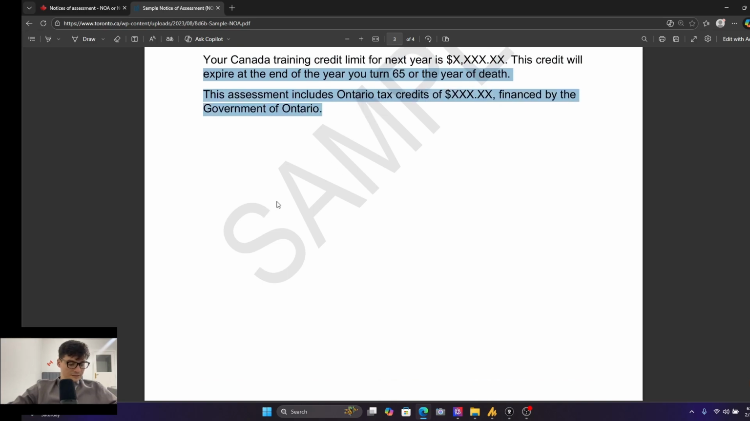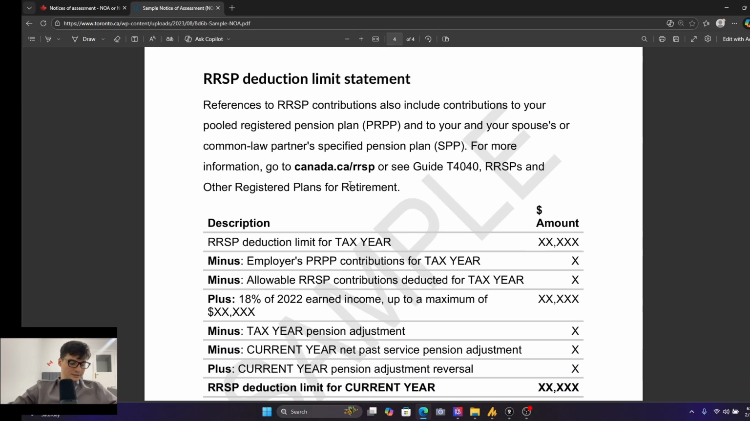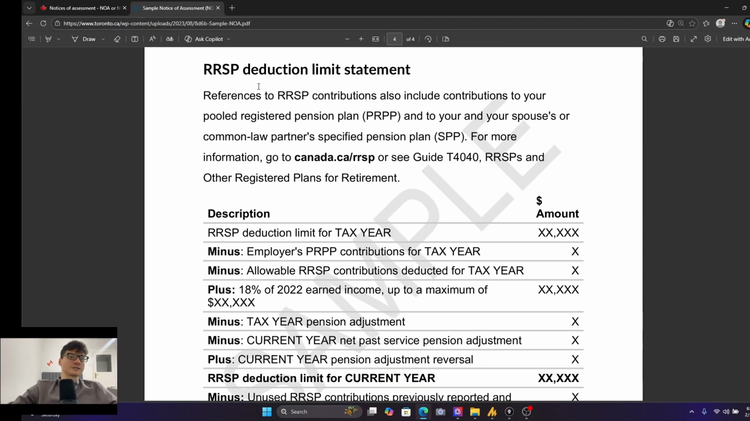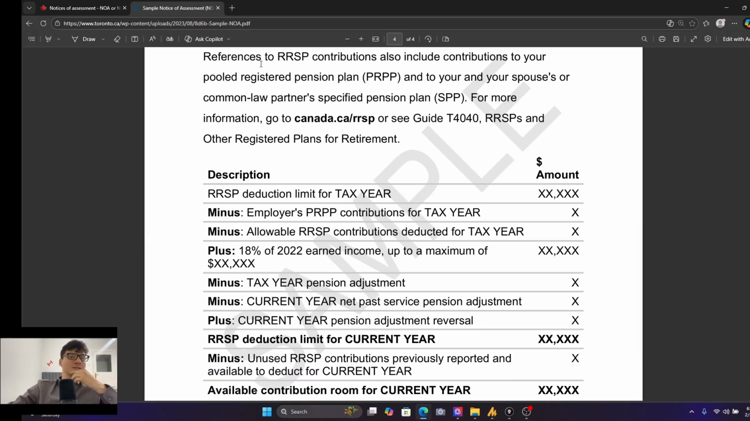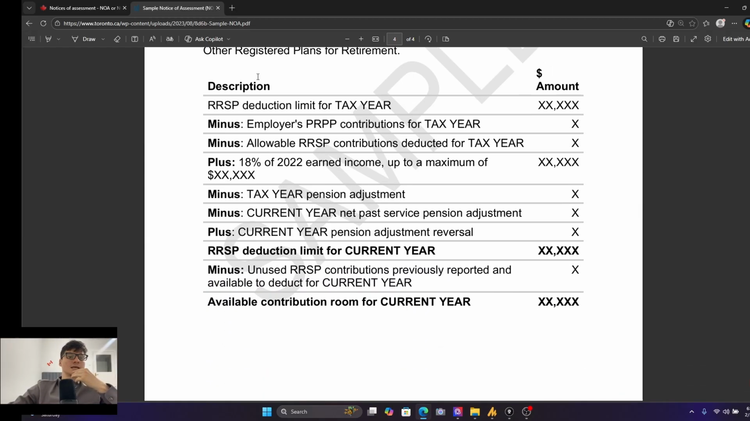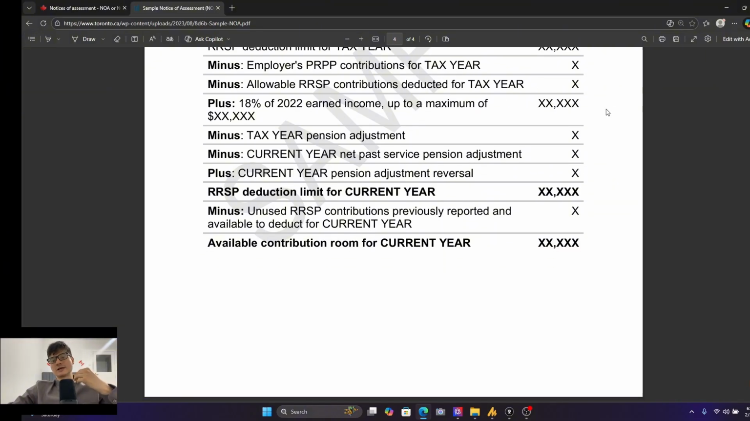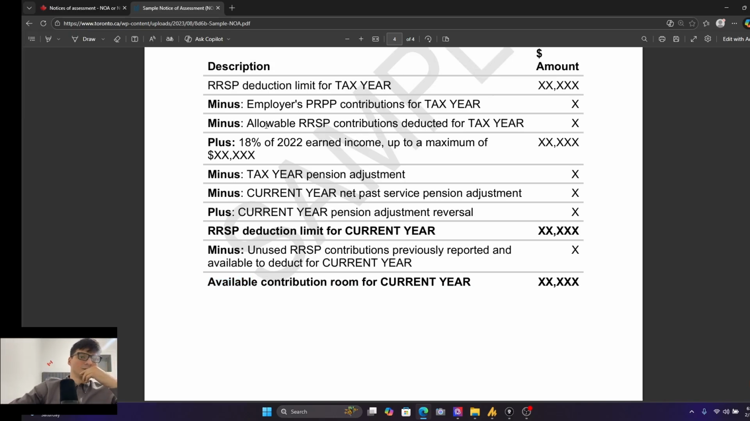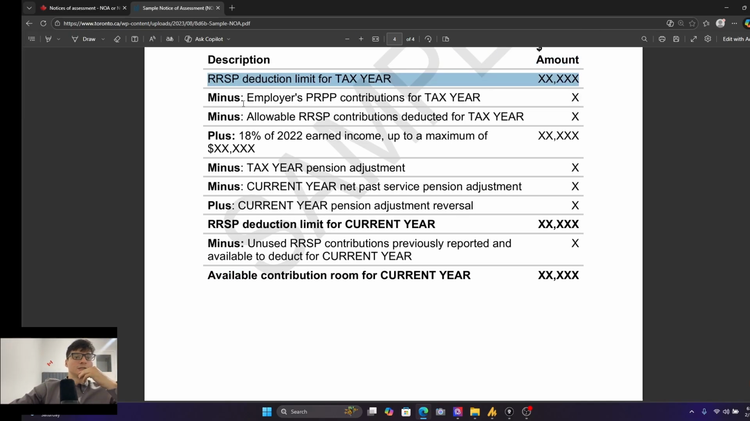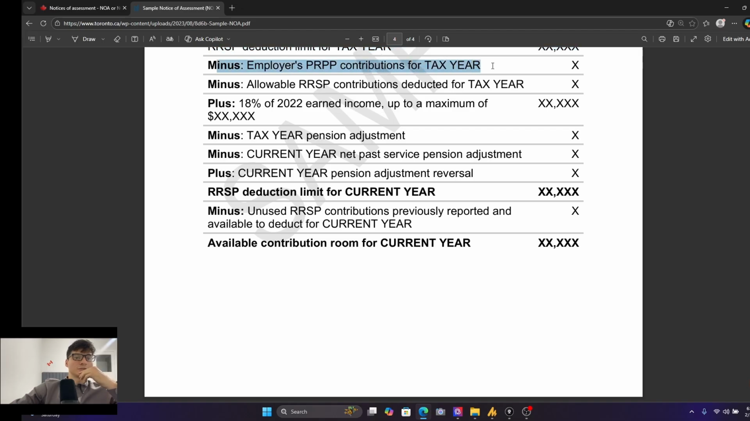All right, so once we go down to the RRSP, you can see on your RRSP deduction limit statement here, you'll be able to see exactly how the RRSP final amount is calculated. Okay, so that's your available contribution limit, starting with your prior year, plus or minus any RRSP from your employer, any RRSP that you contributed, plus 18% of the 2022 earned income. So the previous year income minus the tax year pension minus current year pension.